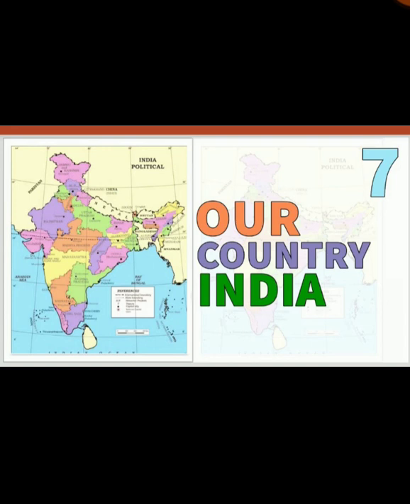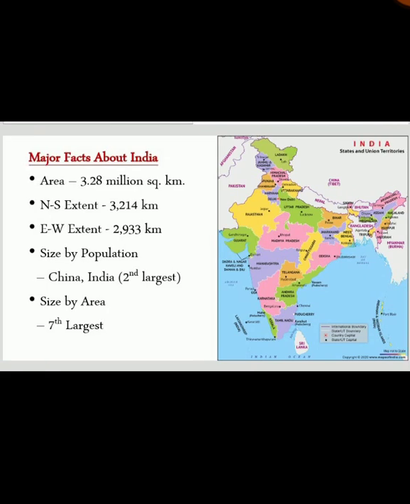So let's start our country's details. We will learn different things about our country, means how many states are here, how many union territories are here, what is the total land mass, and where to where it is extended. Let's start with some major facts. So here are some major facts of our country.